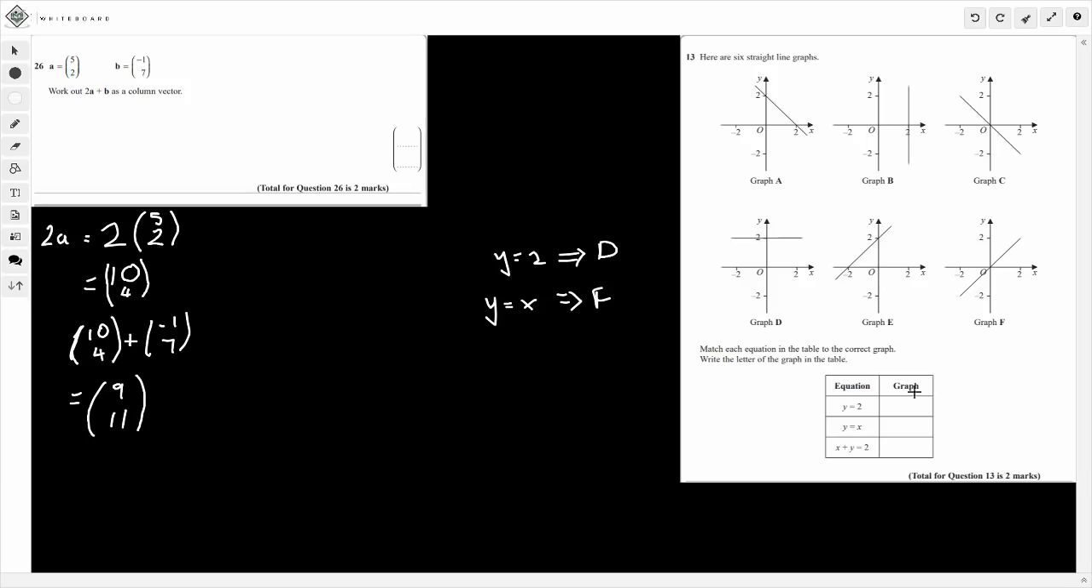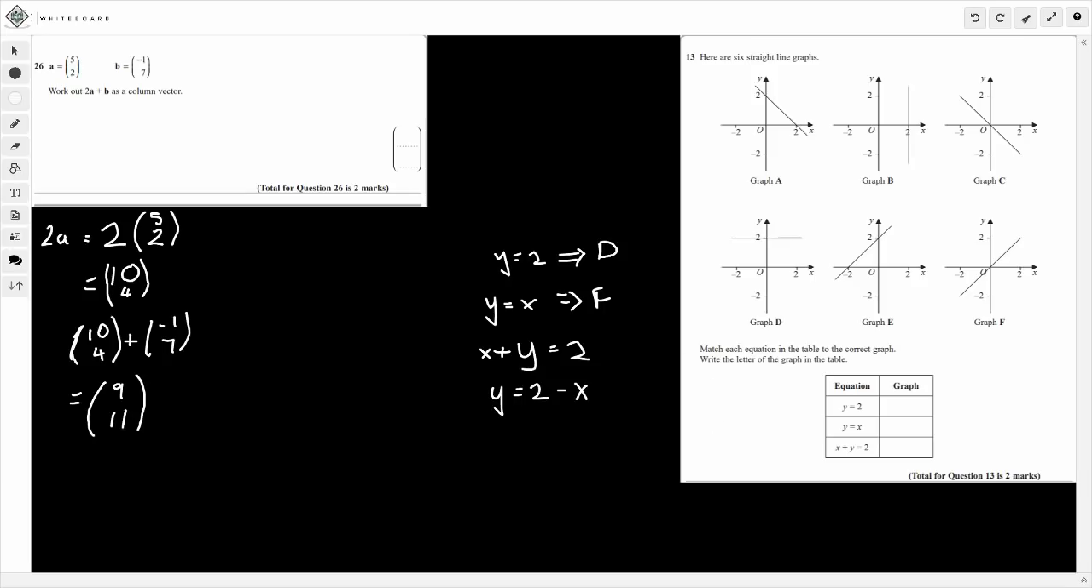And then finally, we have the graph x plus y is equal to 2. So how do we know what this one is? Well, it might be in a form that you don't quite recognise here. Remember, we always like straight lines in the form y equals mx plus c. So we've got to get it in that form. So that's going to give me y equals 2 minus x.